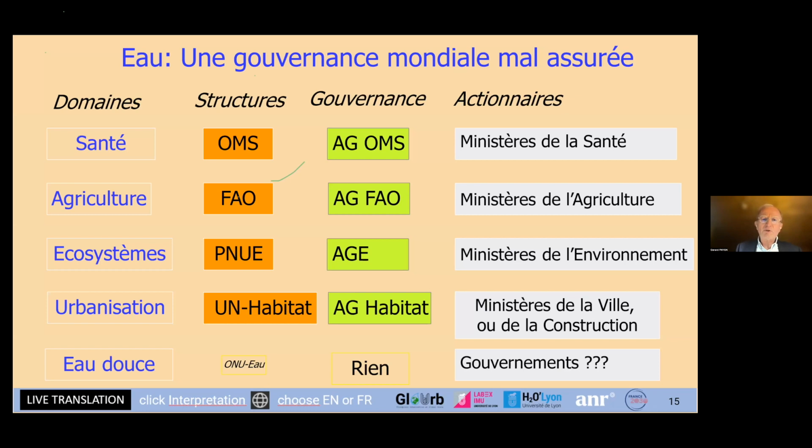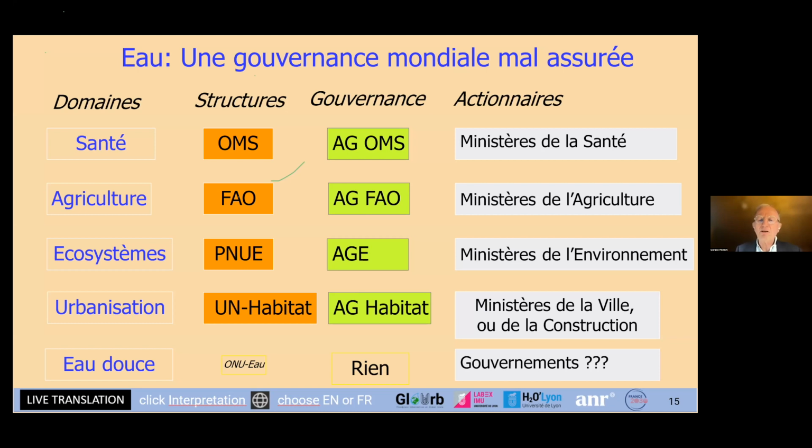So in the United Nations, you have a certain number of specialized agencies that are listed in orange in the second column, for example. They each have a field of action. You've got the World Health Organization in charge of health, FAO that's in charge of agriculture, the United Nations Environment Programme that's in charge of environment, UN Habitat that's in charge of city ministries and construction. So each has its specific field. So water is a secondary subject for them.